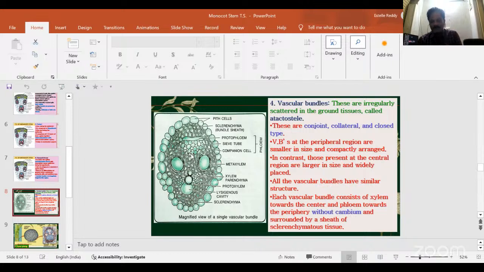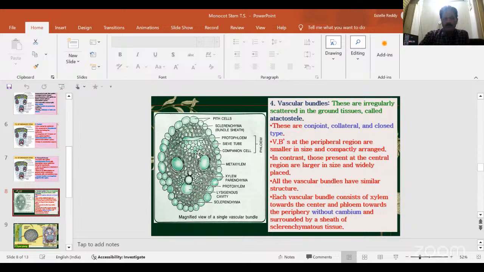And if you observe closely, each vascular bundle is oval in shape, enclosed with sclerenchymatous bundle sheath. It has few xylem elements and few phloem elements. This is the phloem patch. These are xylem vessels. Xylem and phloem are together, hence the name conjoined. If they are side by side on the same radius, then the term used is collateral.